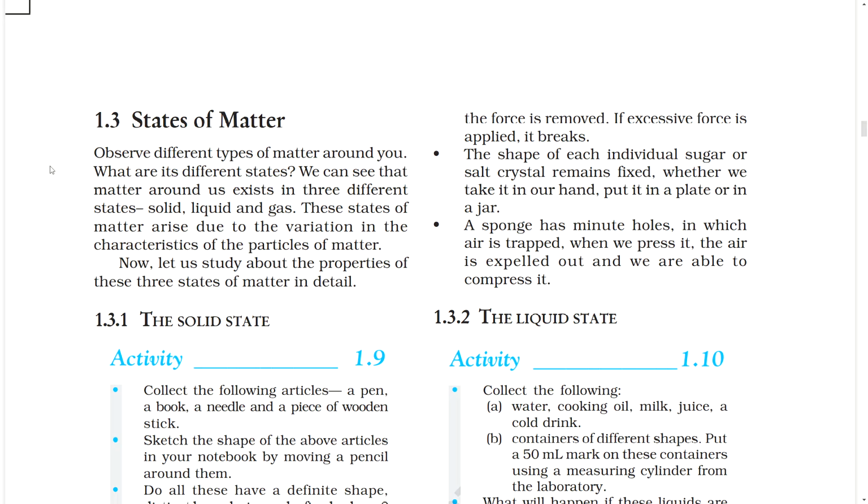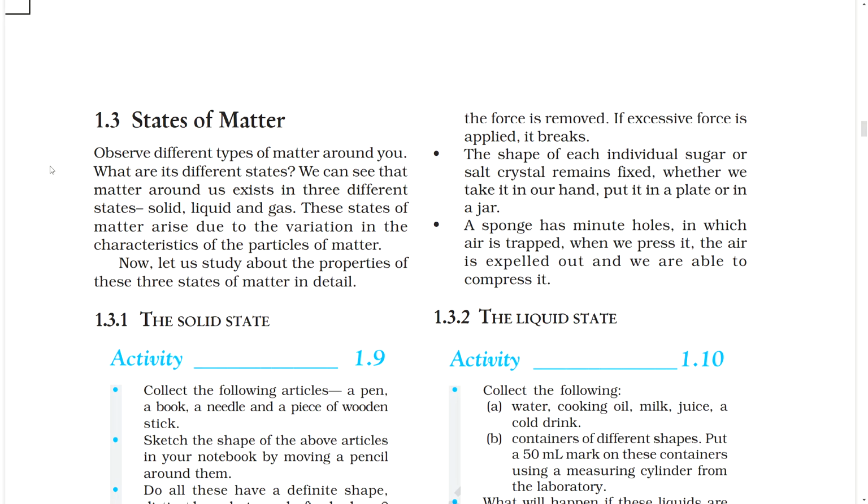(1.3) States of matter. Observe different types of matter around you. What are its different states? We can see that matter around us exists in 3 different states: solid, liquid, and gas. These states of matter arise due to the variation in the characteristics of the particles of matter. Now, let us study about the properties of these 3 states of matter in detail.